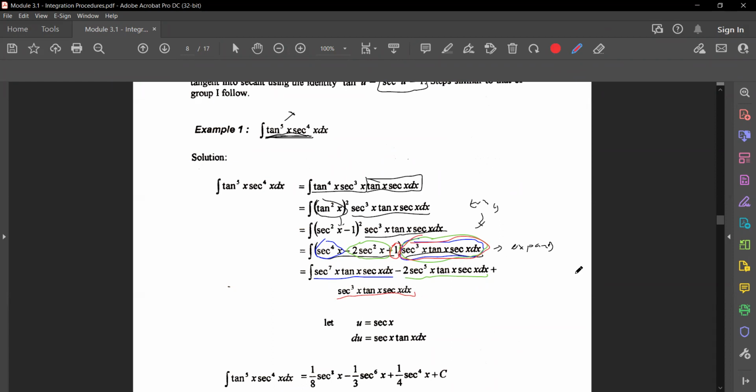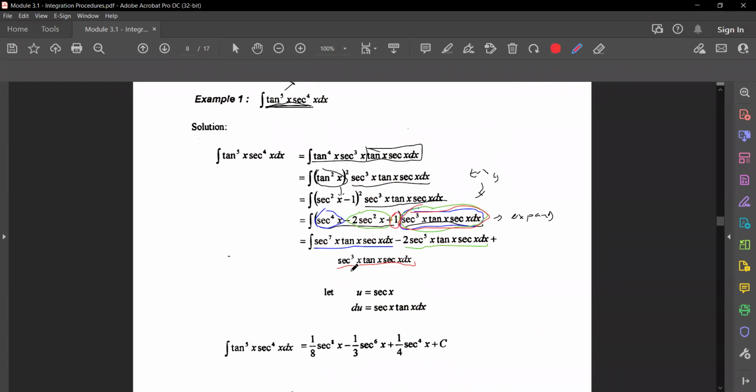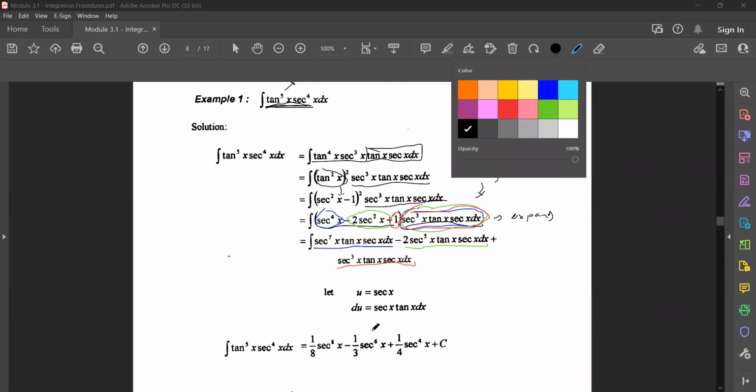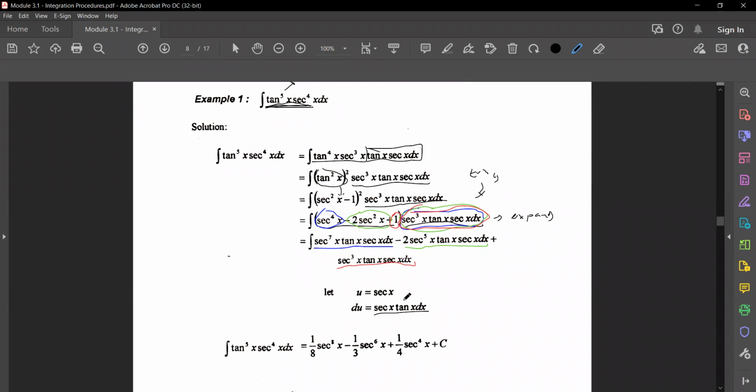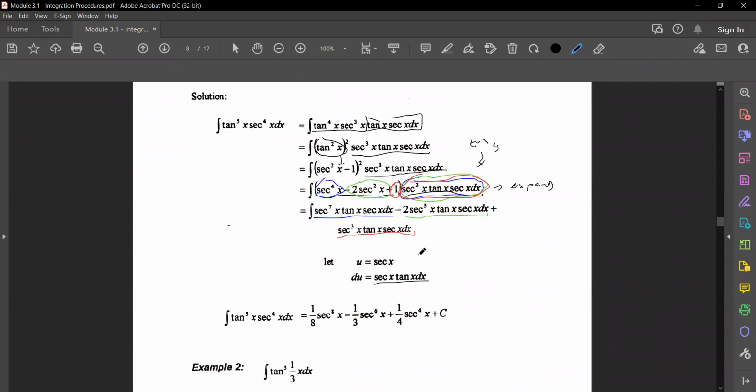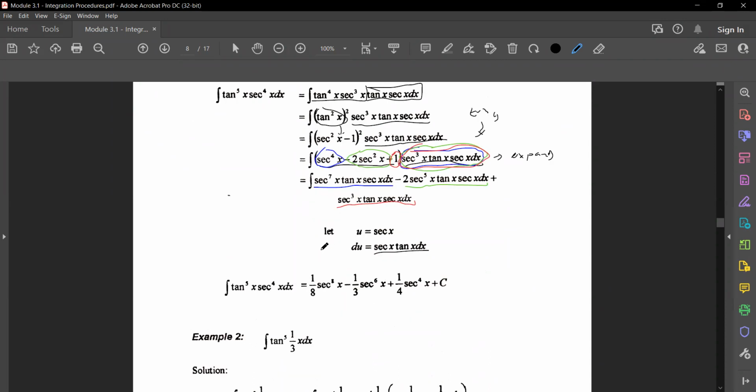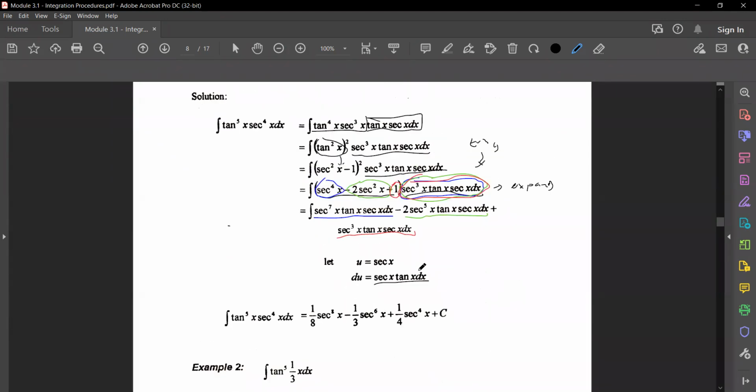Multiply lang natin. Okay. Then for this equation now, we can let u be secant x. So let natin siya, yung secant x natin as our u. Then derive natin yung secant x, that is secant x tan x dx. Derive lang natin to para makuha mo yung du, or that is the derivative of u. Then substitute natin.